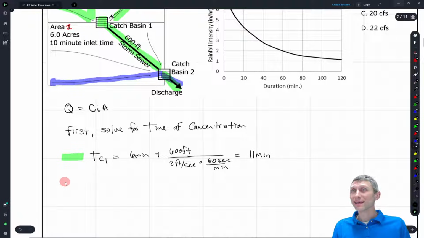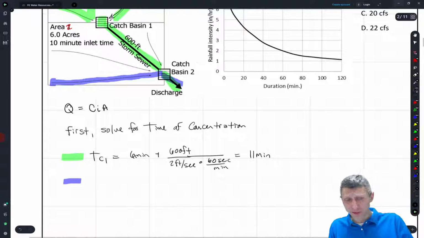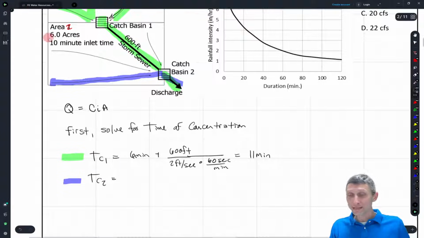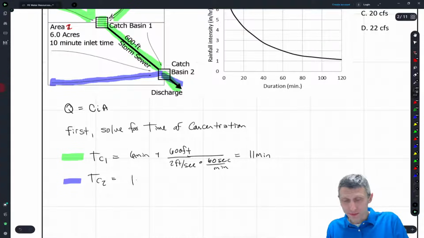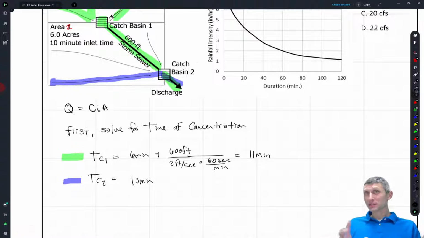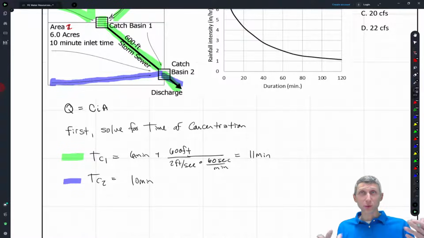So with this, we actually don't head through the storm sewer at all. For this one, we're just told that time of concentration 2 is 10 minutes. So all that we're going to do here is say this one's 10 minutes. And now comes the question: what's the time of concentration? Is it 10, is it 11, or is it 21?